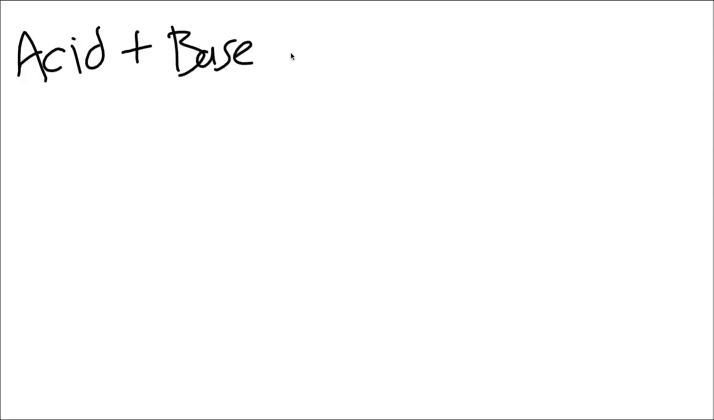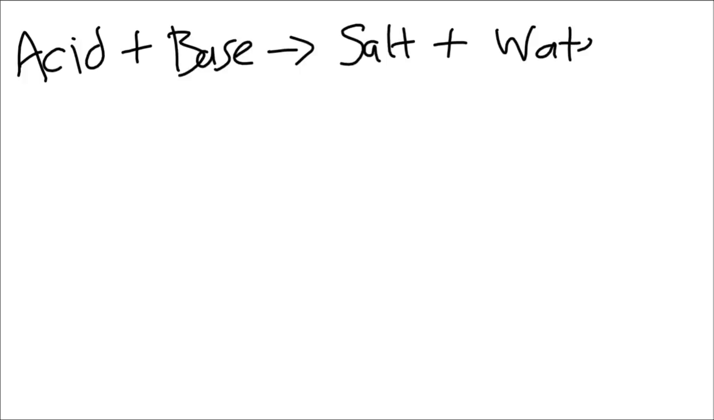Now when the acid reacts with the base, these are our two reactants, you end up with two products. This is a salt and water. Now you might have heard of the acid plus alkali produces salt plus water. An alkali is basically a base which has been dissolved inside water.